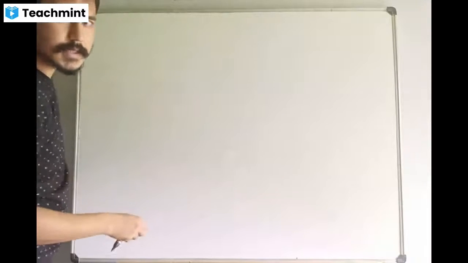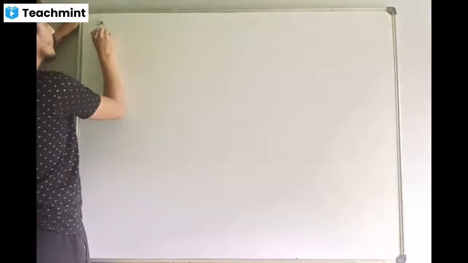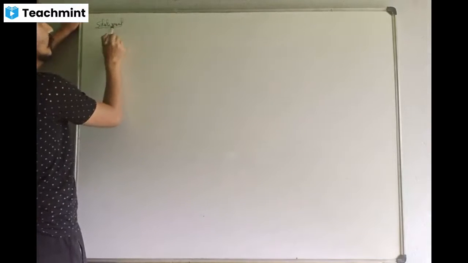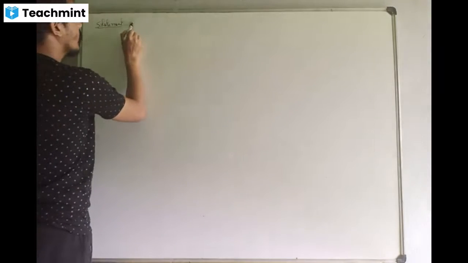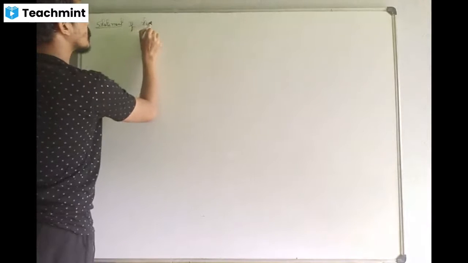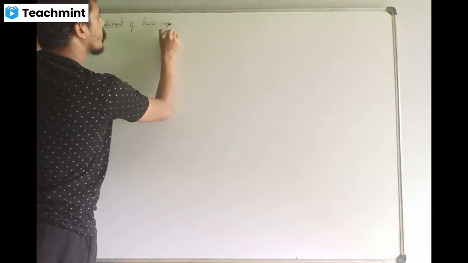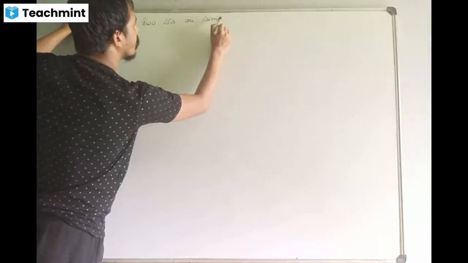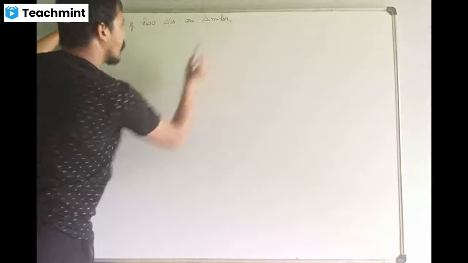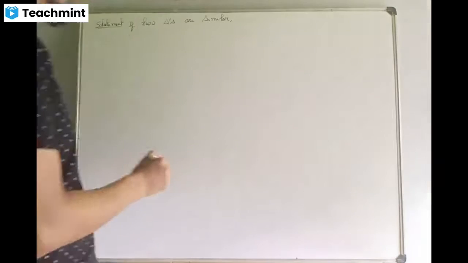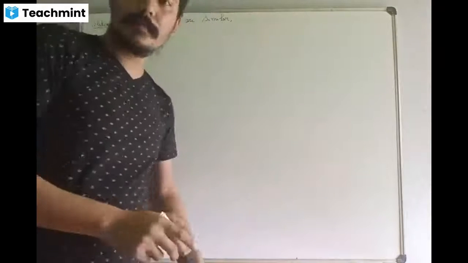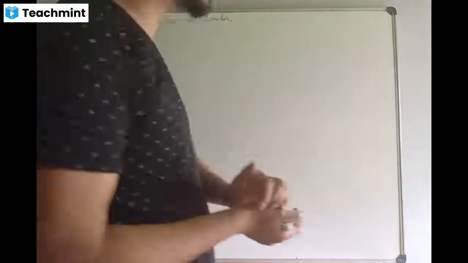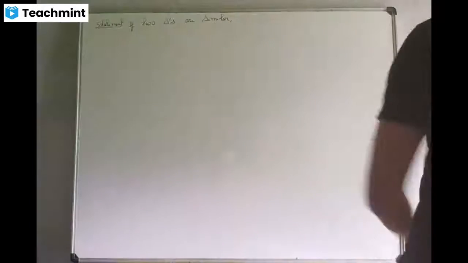So let me write the statement for you. The statement says, this theorem says that if two triangles are similar, okay, in this theorem, it is already given that two triangles are similar. Any two similar triangles will be given, okay?